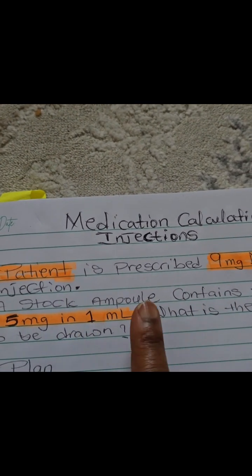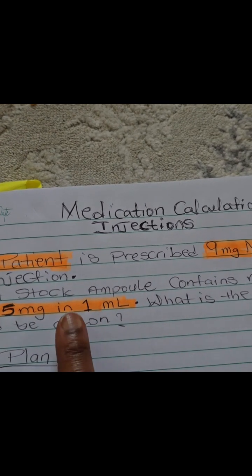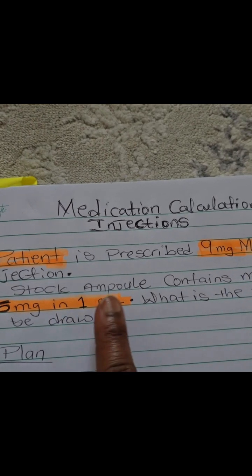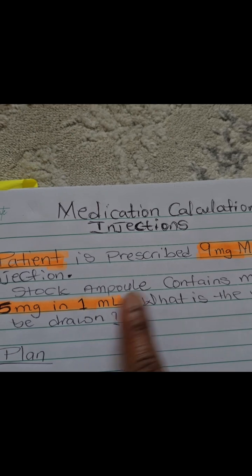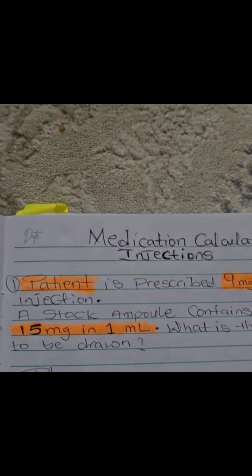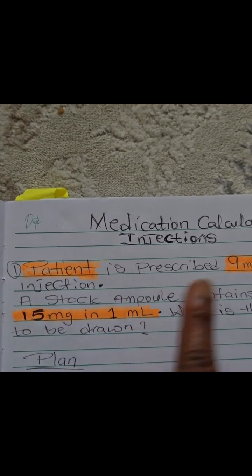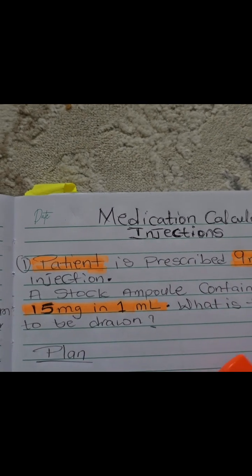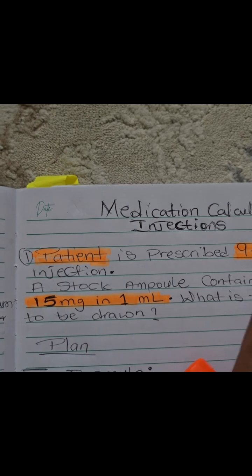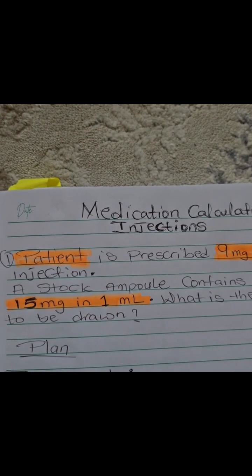So our question here is saying patient is prescribed 9 milligram morphine injection and stock ampoule contains morphine of 15 milligram in 1 ml. What is the volume to be drawn? Okay, so let's put that in our head, and we can see that we've just highlighted a couple of important things here. So there are 3 important things here, not to say the others are not important, but these are what is going to give us the plan. So let's go into the plan and deal with it.